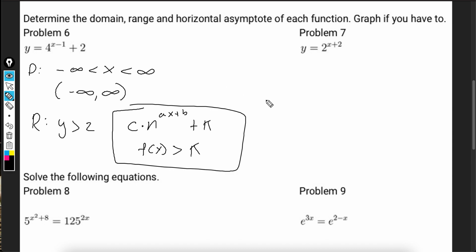Now we need the asymptotes. Okay, so we have the horizontal asymptotes. Well, all asymptotes, you could pretty much find all of them. In this case it would just be y equals positive 2, because it would fall on 2. That's pretty much it. I know I made that super easy.